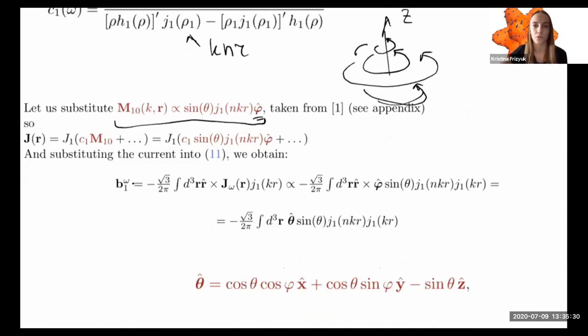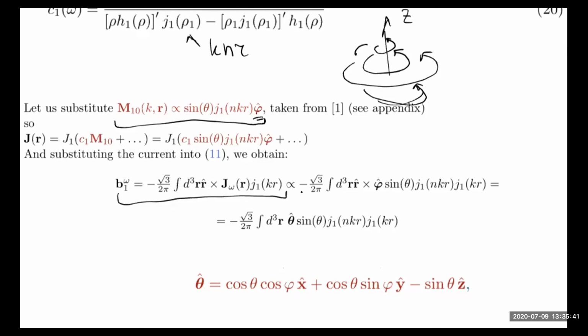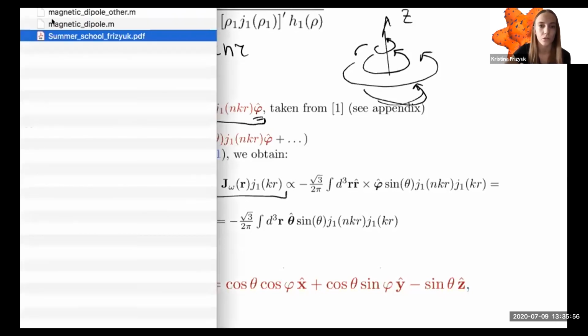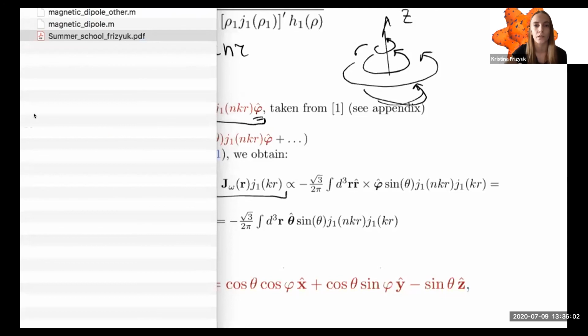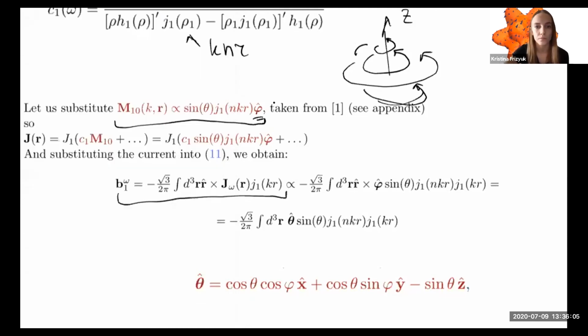And let us do this. Well, here is this formula one more time. And actually, you have a Matlab file called magnetic dipole. I think this is the time to open it. I will give you some time. And also I will send this file to Telegram if somebody has skipped it.